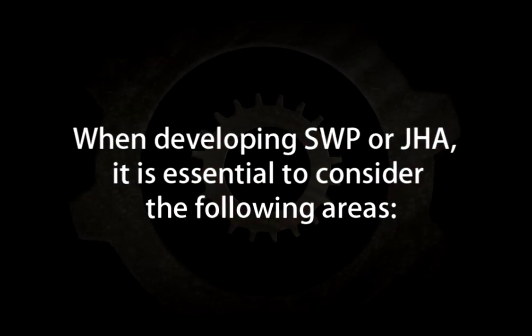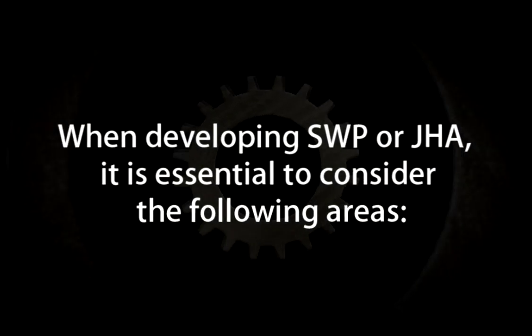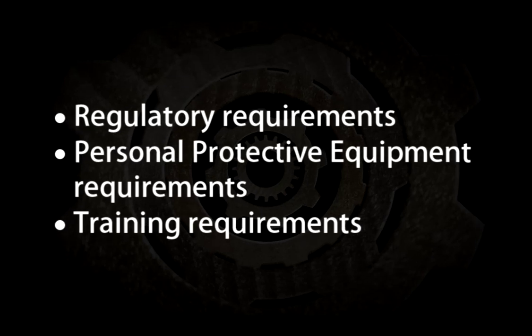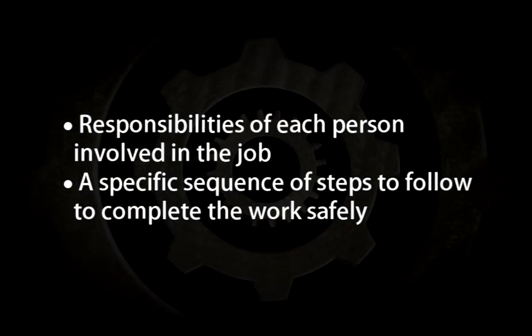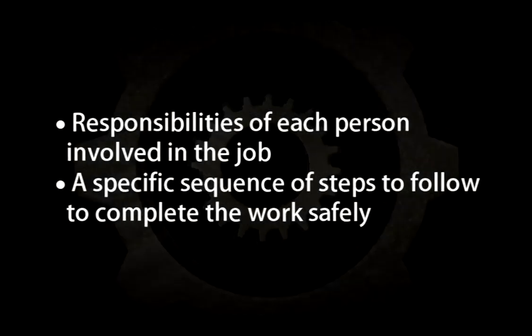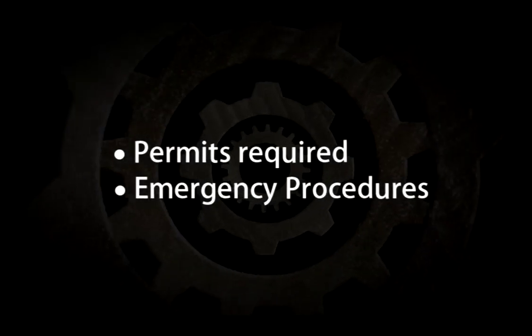Besides the above, when developing a safe work procedure or job hazard analysis, it is essential to consider the following areas: regulatory requirements, personal protective equipment requirements, training requirements, responsibilities of each person involved in the job, a specific sequence of steps to follow to complete the work safely, permits required, and emergency procedures.